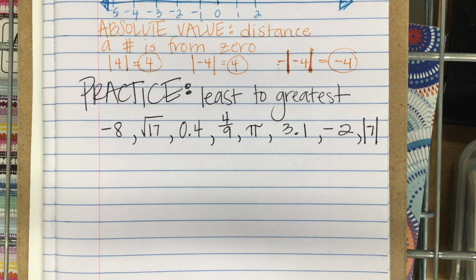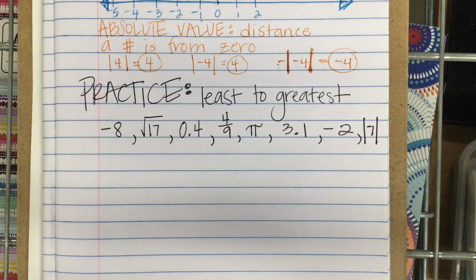We just wrote this in our notes. All right, here we go. Your numbers are -8, square root of 17, 0.4, 4/9, pi, 3.1, -2, the absolute value of 7. What's the number for pi? We're going to do it.